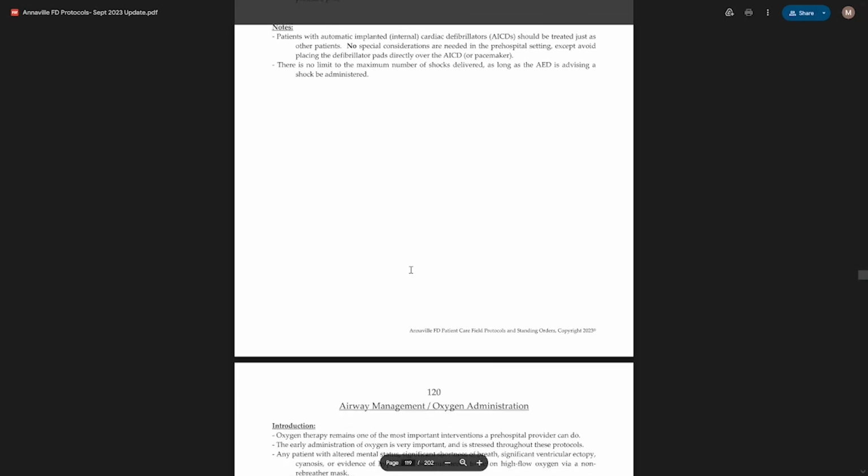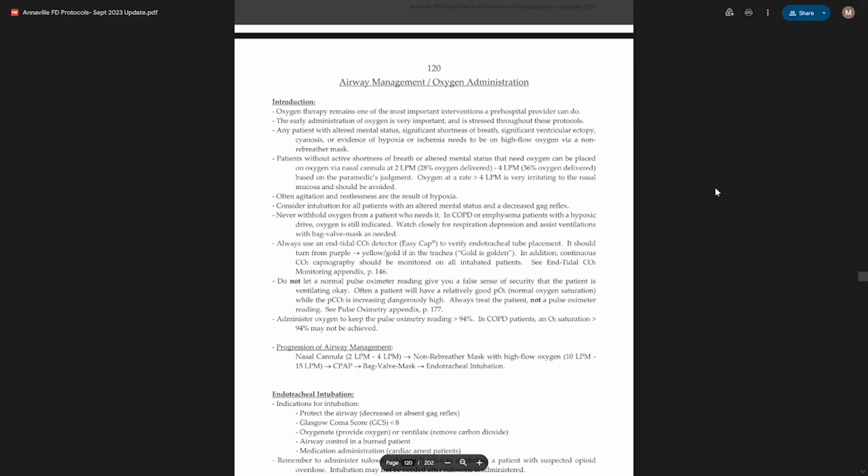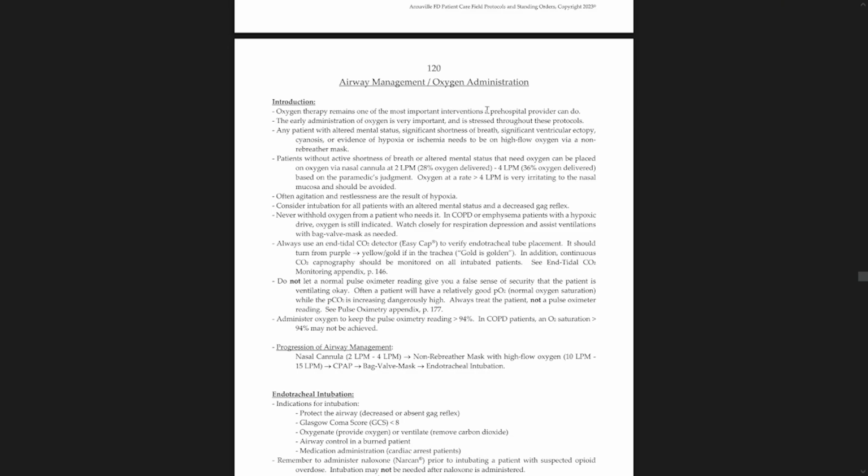For airway management or oxygen administration, to introduce this, oxygen therapy remains one of the most important interventions a pre-hospital provider can do. The early administration of oxygen is very important and is stressed throughout these protocols.